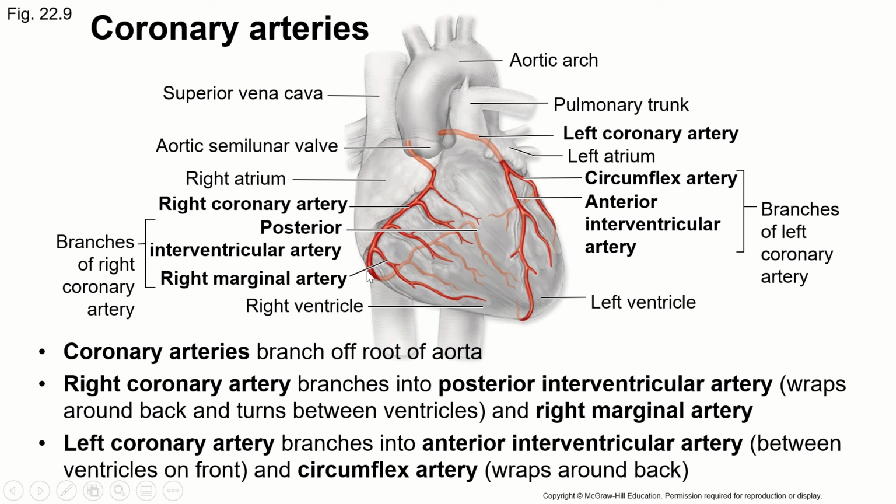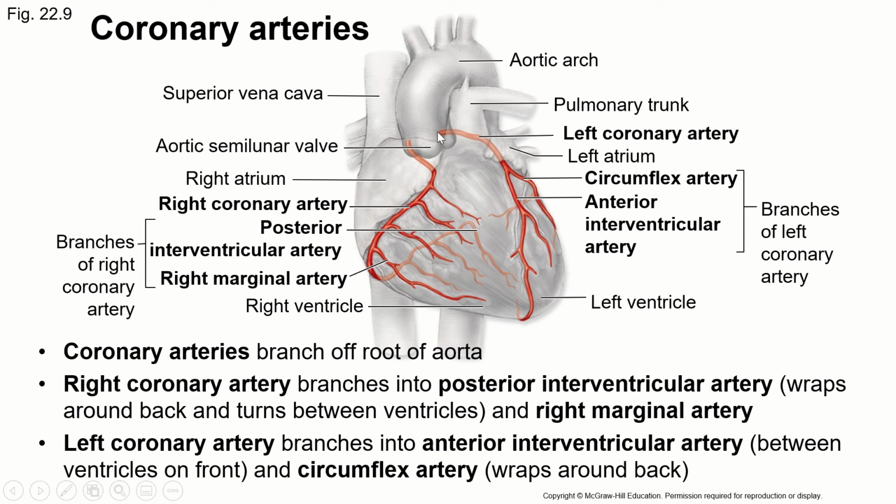And then the other branch after the right marginal artery branches off is called the posterior interventricular artery. So this goes around. I think it's actually still called the right coronary artery as it extends around. And then when it comes down between the right and left ventricles on the back of the heart, it's called the posterior interventricular artery. This is going between the ventricles on the back of the heart.